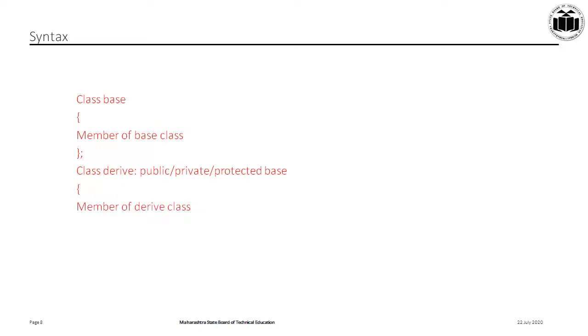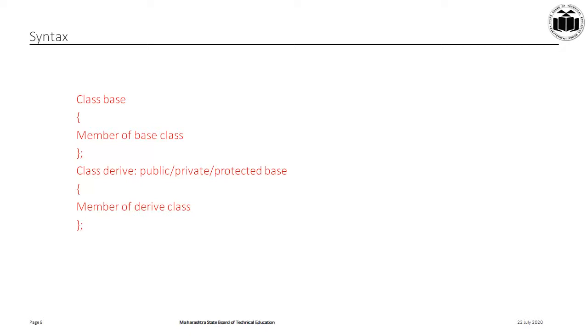Let's see the syntax for single inheritance. First, we define a base class, class base. Inside the base class, the members of the base class are present. Then we derive another class, class derived, with a visibility mode towards the base class. Here, the visibility mode is either public, private, or protected. And inside the derived class, the members of the derived class are present. This is the syntax for single inheritance.